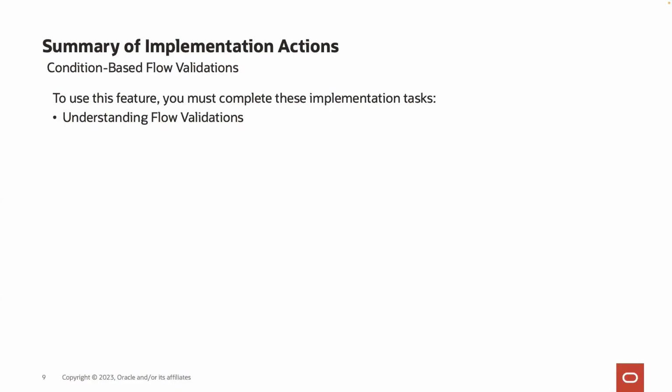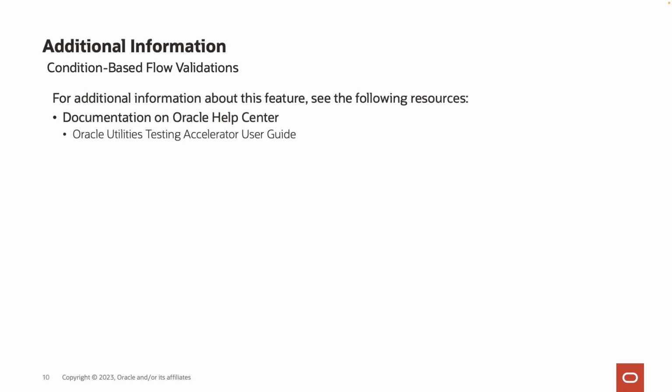All the information about the validations are documented in the user guide under the following topics. Post-validation subsection of adding test data in a flow. For additional information about this condition-based validations, see the adding test data in the flow section of Oracle Utilities Testing Accelerator user guide on Oracle Help Center, which is available at docs.oracle.com for your service.